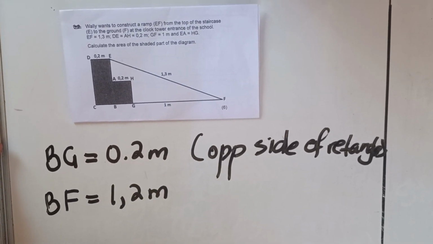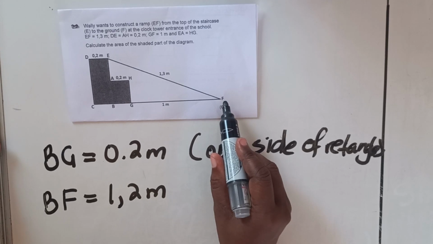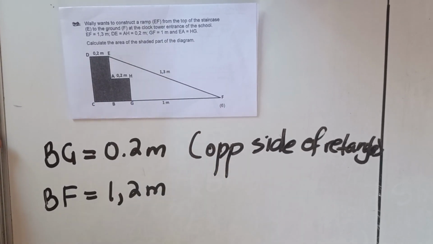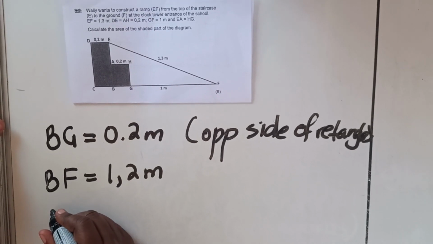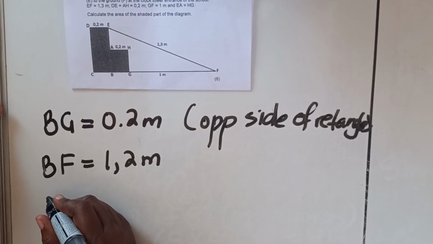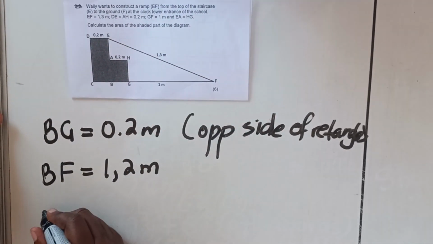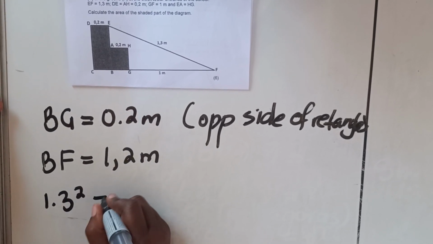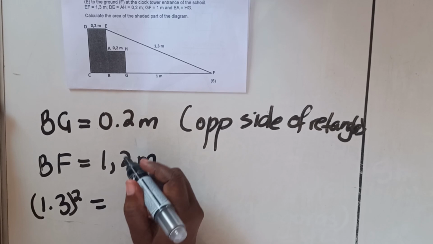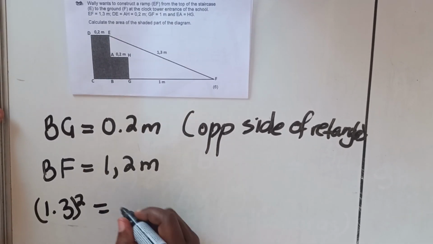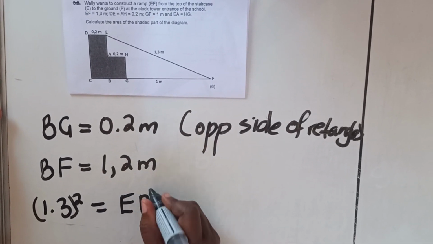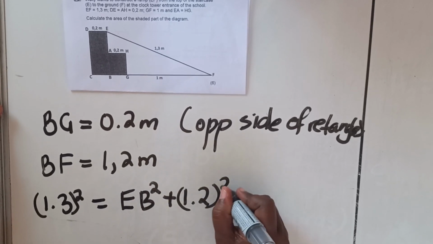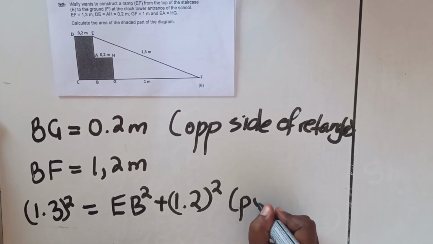Now I can use Pythagoras. I have the whole line there, I have that line there, and I'm calculating for EB, right? So I'm going to say the hypotenuse squared, which is 1.3 squared, is equal to EB squared plus 1.2 squared. The reason I'm using that is Pythagoras.